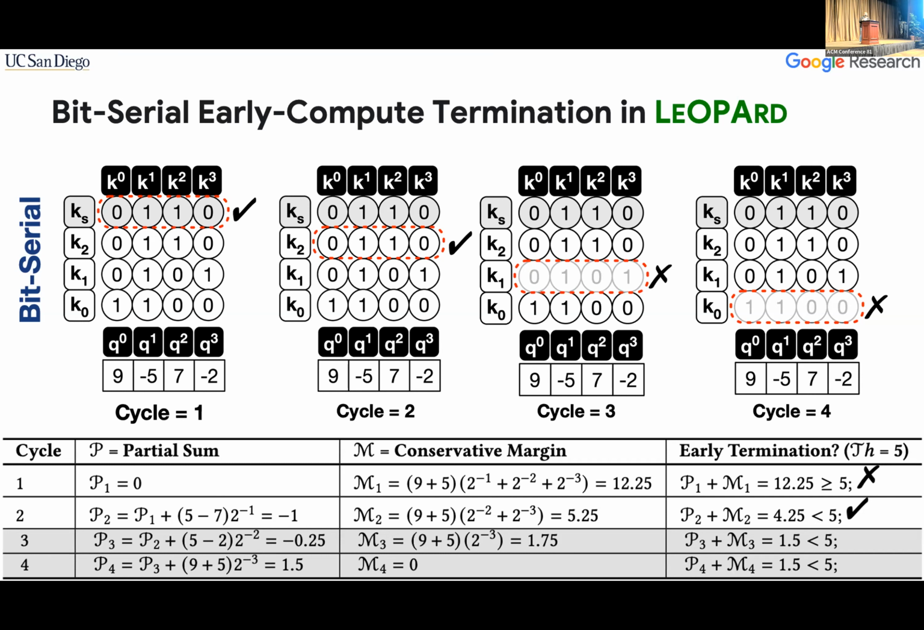So let's go for the first cycle. In the first cycle, the partial sum is zero. We haven't done anything, it's just a sign. And the conservative margin value is 12.25. So we add the partial sum value with this conservative margin. It's above the threshold, so we cannot terminate the computation. We move on to the next cycle. In the next cycle, the partial sum is minus one. As I mentioned, the conservative margin is now updated. The value is 5.25. We add them together and the value will be 4.25. It is below the threshold. Ta-da. That's it, we don't need to continue the computation. We can save the rest of the computation and move on to the next computation of the score.